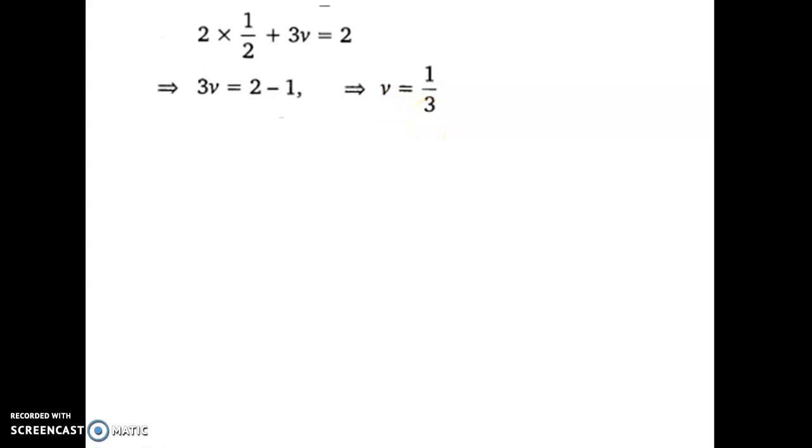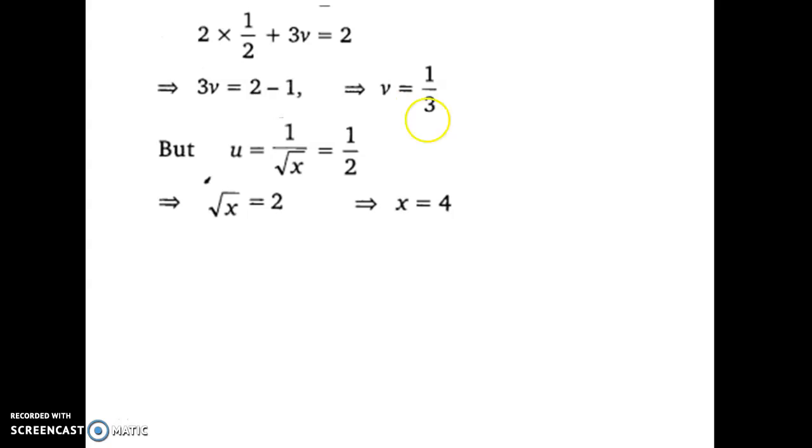Now we got the u value and v value. With this you should not stop. You should substitute for x and y. You have to get the values of x and y, then only the answer is complete. So u equal to 1 by root x. Already in the first step itself we wrote 1 by root x is equal to u. So substitute the value for u now. u is 1 by 2.